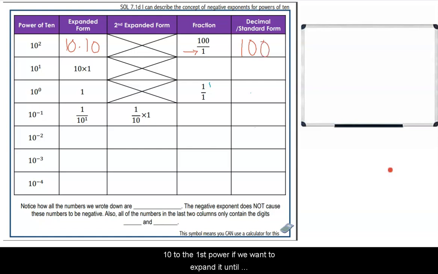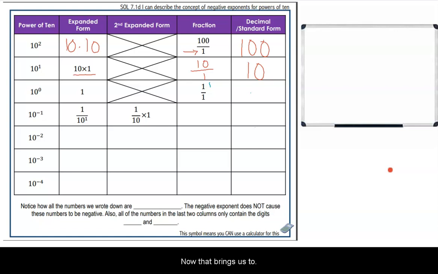10 to the first power, if we want to expand it into a multiplication problem, we could say that's the same as 10 times 1. 10 times 1 as a fraction, 10 times 1 is 10. Again, it's a whole number and we're being asked to write it as a fraction, so we have 10 wholes, which is 10 over 1. And then, of course, our standard form would be 10.